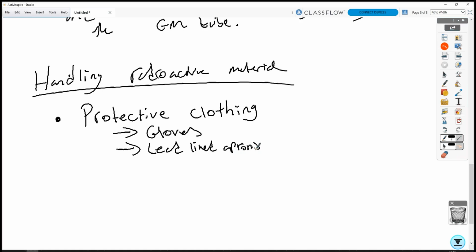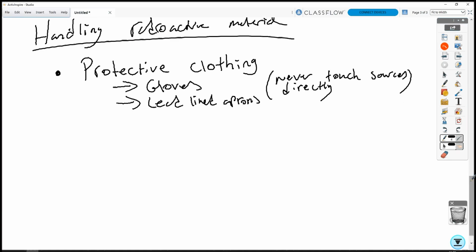And the point of these is you never want to touch the sources directly. So never touch sources directly. The reason for that is there are two things that happen, and people often conflate these two things together. And we'll talk about these in more detail later on. So one thing is irradiation, how much radiation exposure you're getting. The closer you are to the source, the more irradiated you get. Okay? So if you touch a source, you're so close to it that more radiation falls upon that part of your body compared to if you were standing away from it.